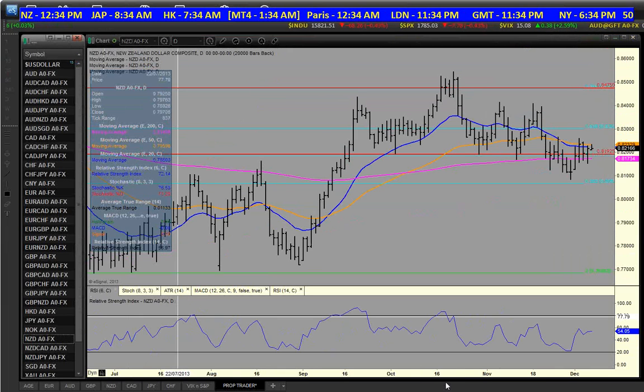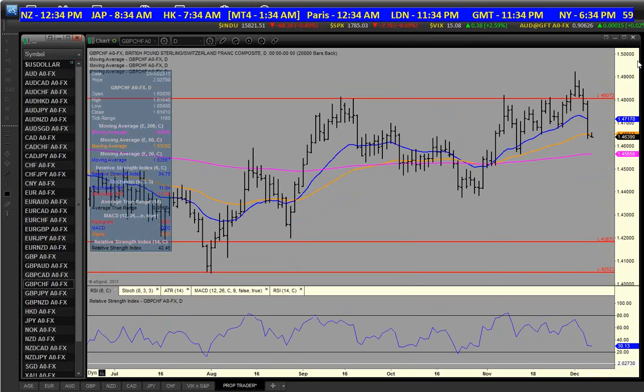Kiwi. Pound Swiss, when looking at RSI divergence, would you compare to the 7th of November high? Pound Swiss.